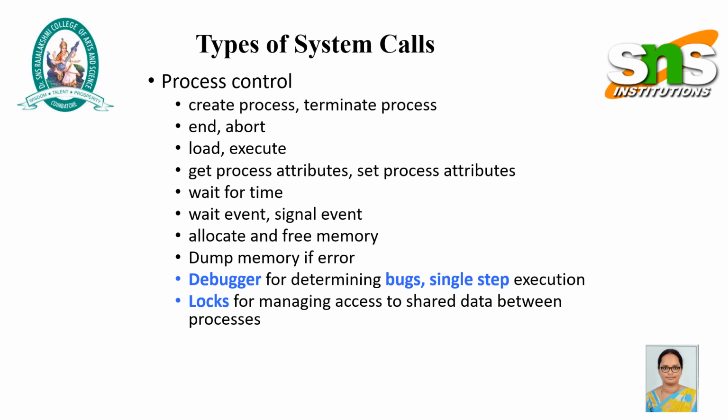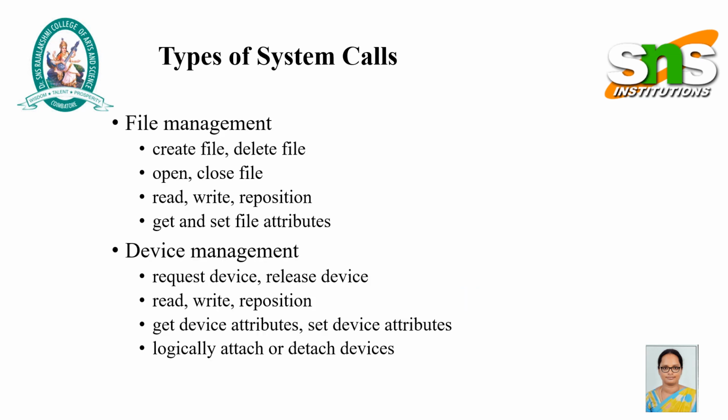Types of system calls. We have different types of system calls. The first one is process control. It creates a process, loads and executes, waits until getting a signal, performs debugging operations, and also performs a lock operation to manage processes shared between different systems. File management is used to create a file, open, read, write, and set attributes.